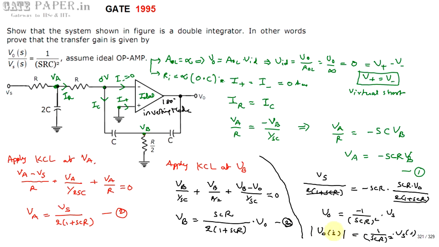So if you are looking at the magnitude V0 of S by VS of S, then this is the required answer, 1 by SCR whole square.